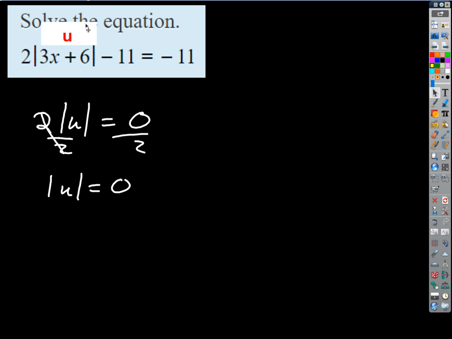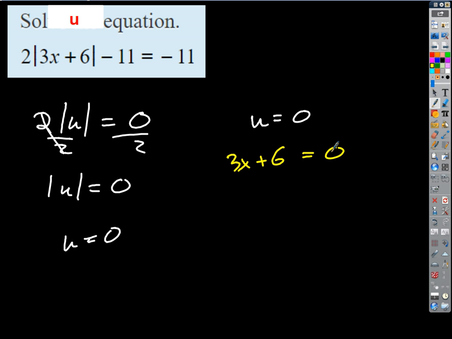Okay, so if we pull this up, then what's inside the absolute value is set, and I guess the next step is kind of weird. We have u equals 0 or u equals negative 0. Well, what's negative 0? 0. Just 0. So we get the single equation, u equals 0. u is 3x plus 6. So if I isolate x, I subtract 6, so 3x equals negative 6. Divide by 3. Negative 2.